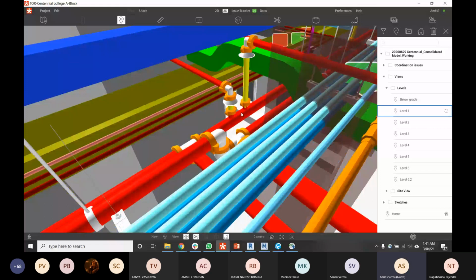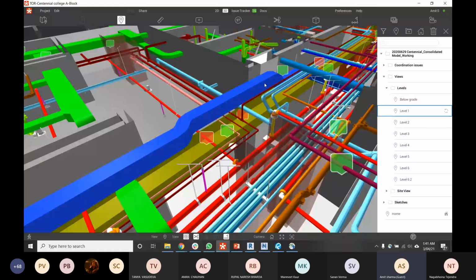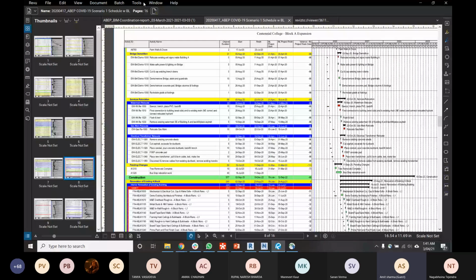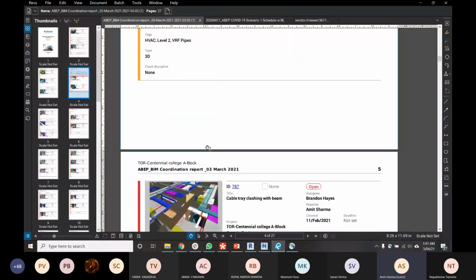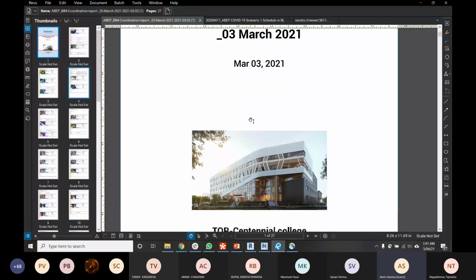So we have models from fire protection, from plumbing, from HVAC. And what they do is they send me the model and I see if it fits perfectly. If I see some issues like that, I mark it, I send it to Devin here, and I send the reports. You can export a report from that. I export a report like that from it, and they can see their clashes here.